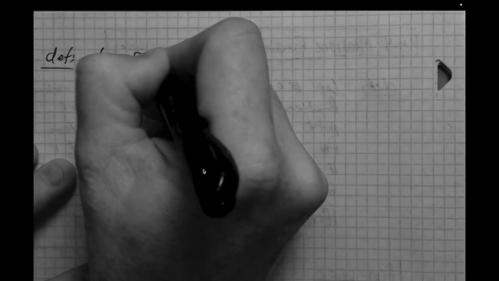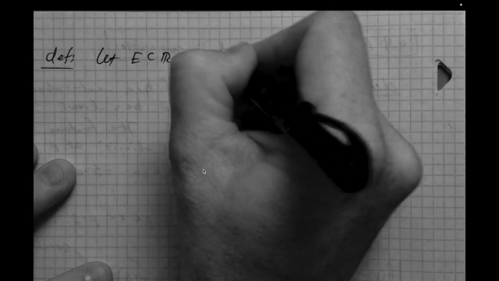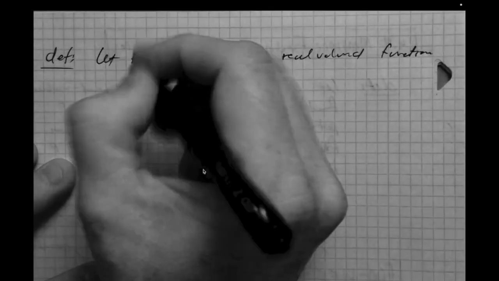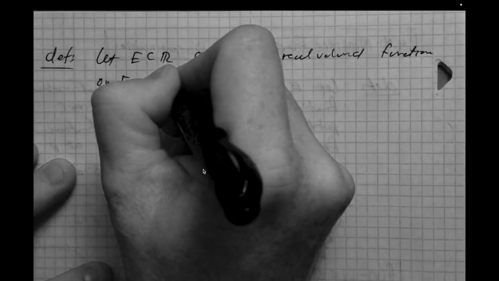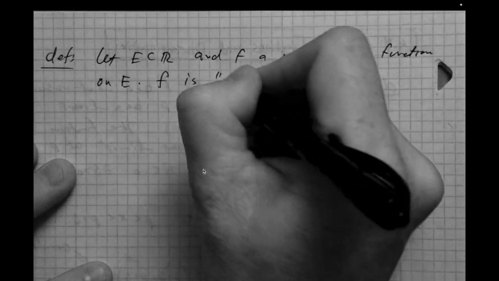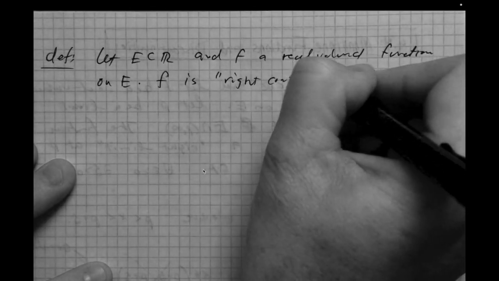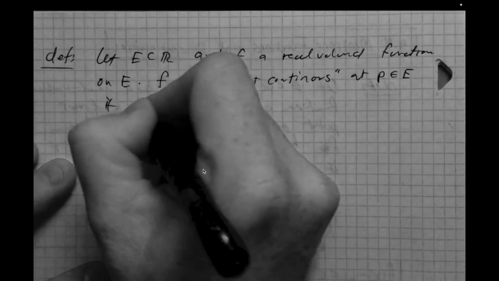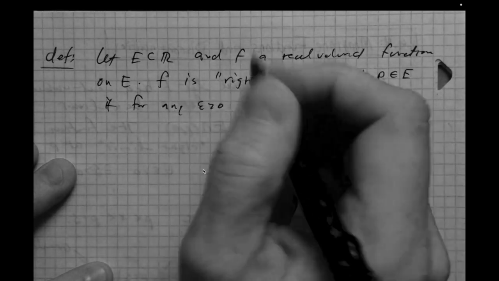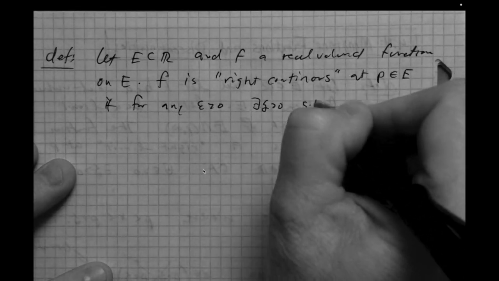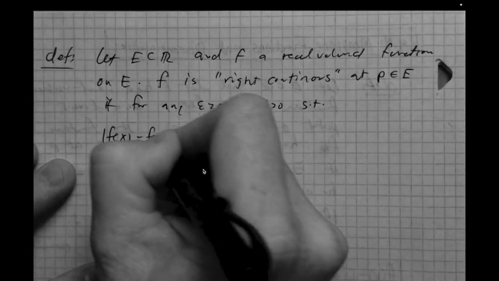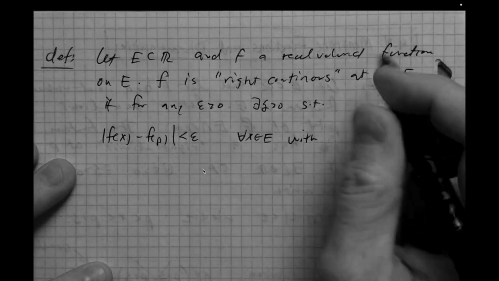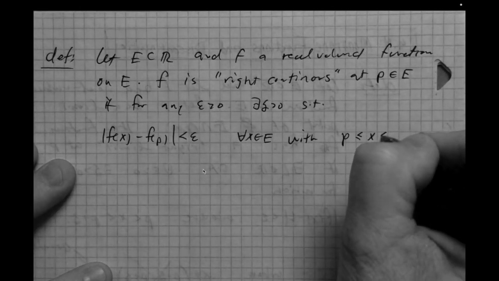Let E be a subset of real numbers and f a real valued function on E. f is right continuous at p in the set E if for any epsilon greater than 0 there exists a delta greater than 0 such that |f(x) - f(p)| is less than epsilon for all x in E with p less than or equal to x less than p plus delta.